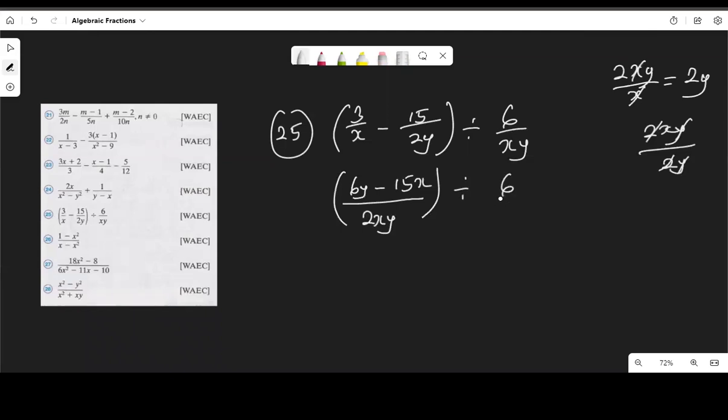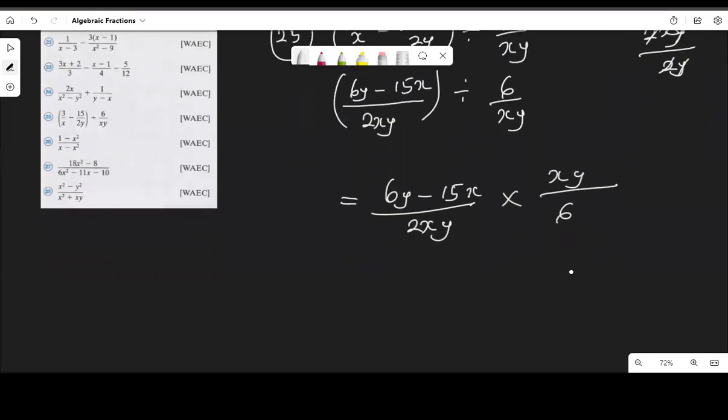Then divided by 6 over xy. This will be 6y minus 15x over 2xy. When dividing by a fraction, the sign of division will change to multiplication. Then we multiply by the reciprocal of this fraction. So I have xy over 6. XY will cancel XY. So that I have 6y minus 15x over 2 times 6 is 12.